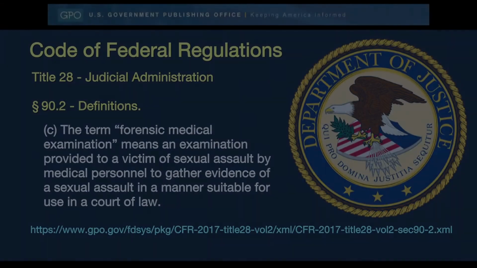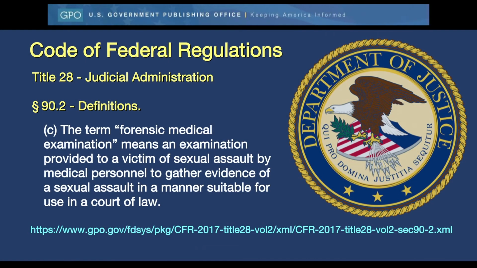Next, we must look at the federally defined and legal definition of a forensic medical examination. From CFR Title 28, Judicial Administration, subsection 90.2, Definitions. The term forensic medical examination means an examination provided to a victim of sexual assault by medical personnel to gather evidence of a sexual assault in a manner suitable for use in a court of law.